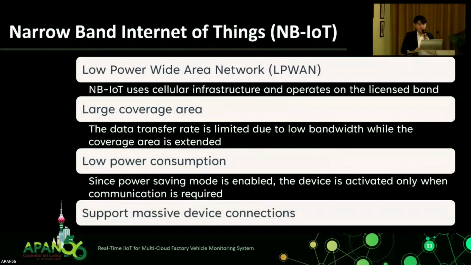NB-IoT, the module inside the Devio, is a low power wide area network that uses cellular infrastructure to operate the network. It supports a large coverage area and consumes less power, and it also supports massive device connections. That's why we use NB-IoT to track the vehicles, because they can be moving everywhere in the industry or in the factory.